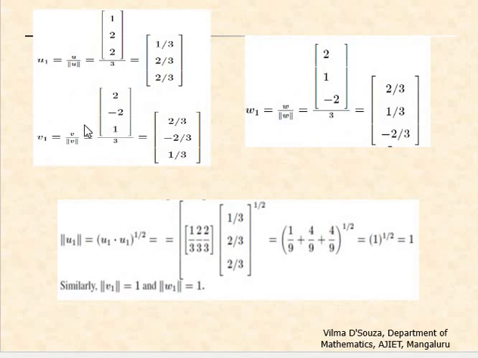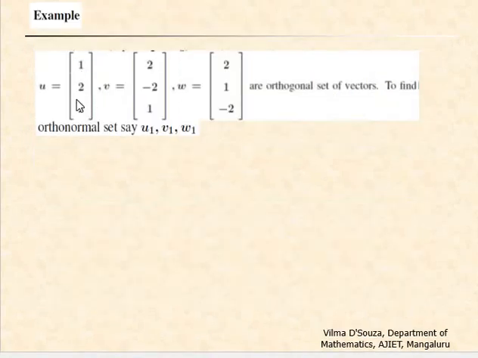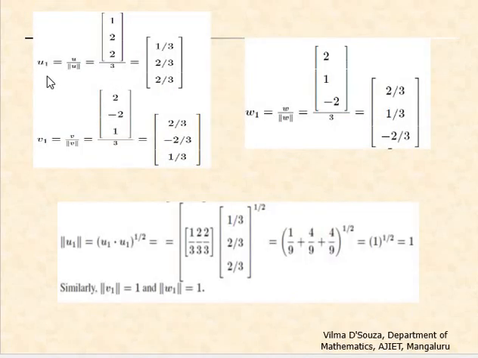What is u1 here? u1 is equal to u divided by the length of u. This is how you find the orthonormal set of vectors. What is u? It is (1, 2, 2). The length of u, which you already found, is 3. So u1 is (1/3, 2/3, 2/3).